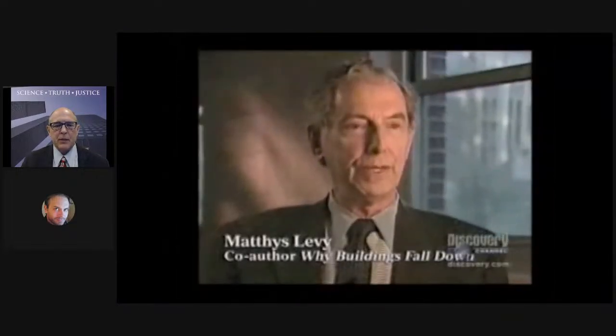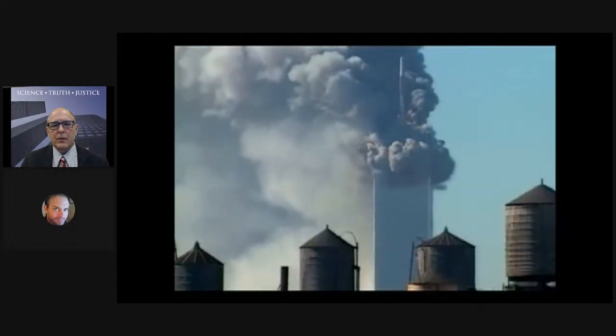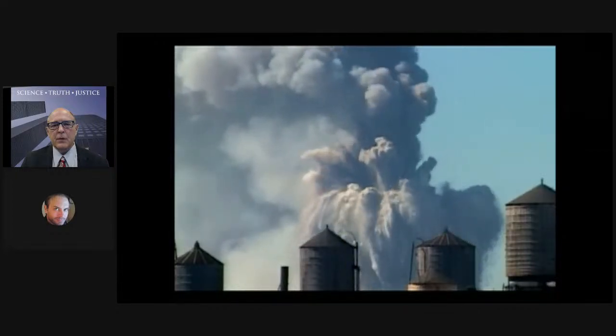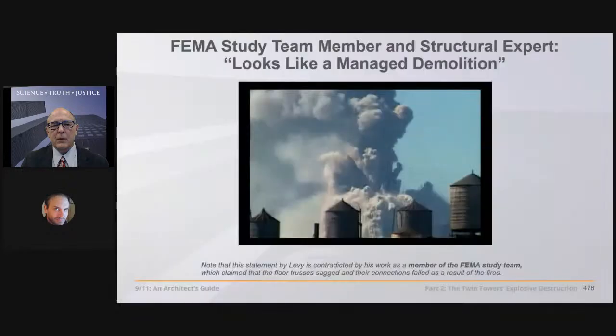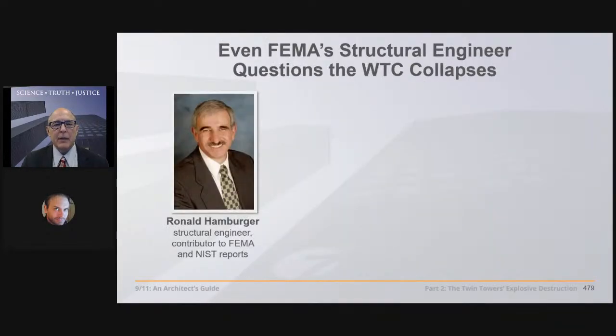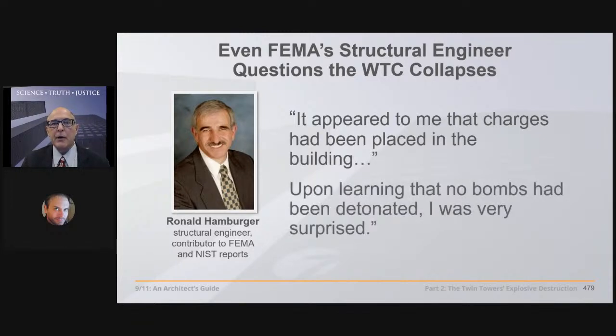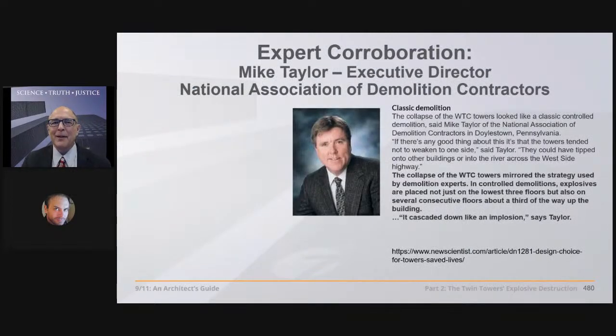You've seen many of the managed demolitions where they implode a building and they cause it essentially to fall vertically because they cause all of the vertical columns to fail simultaneously. That's exactly what it looked like, and that's what happened. Simultaneously. Well, how does that happen? But he joined the FEMA team, as did Mike Ronald Hamburger, and retracted statements like this. It appeared to me the charges had been placed in the building. Upon learning that no bombs had been detonated, I was very surprised. Where did he learn that? We've seen all kinds of evidence today that bombs had been detonated.